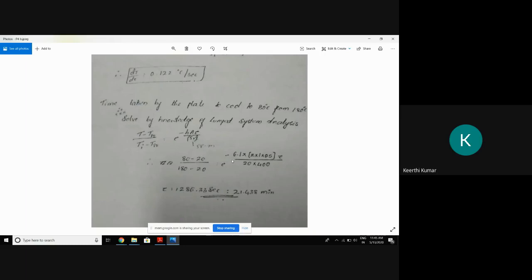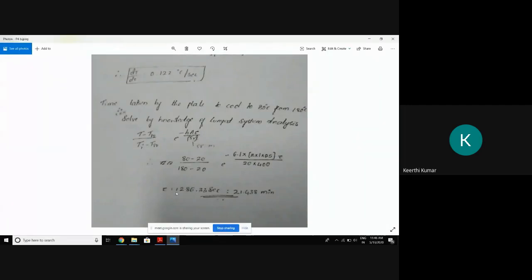In the right hand side, e to the power of minus h A tau divided by rho V c. H is known, area is exposed on both sides, so 2 into 1 into 0.5. What is rho? We want rho V cp, but rho V, the product of rho into V, is nothing but m dot. So I'll put m, the mass of the plate, as 20, and cp is 400. The only unknown in this is tau.